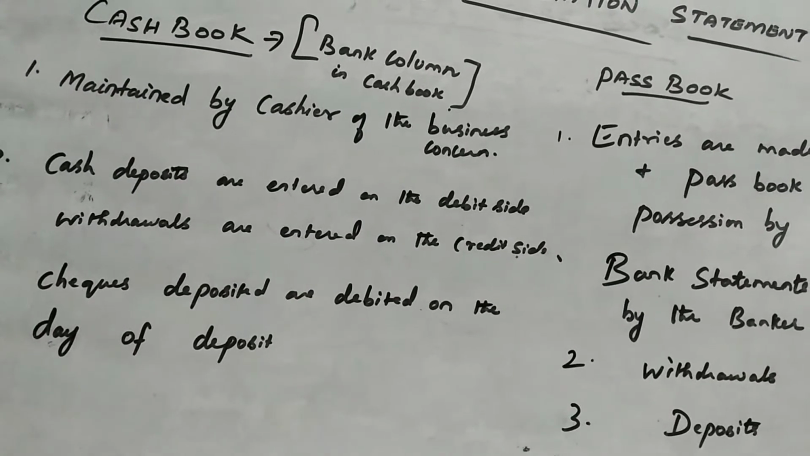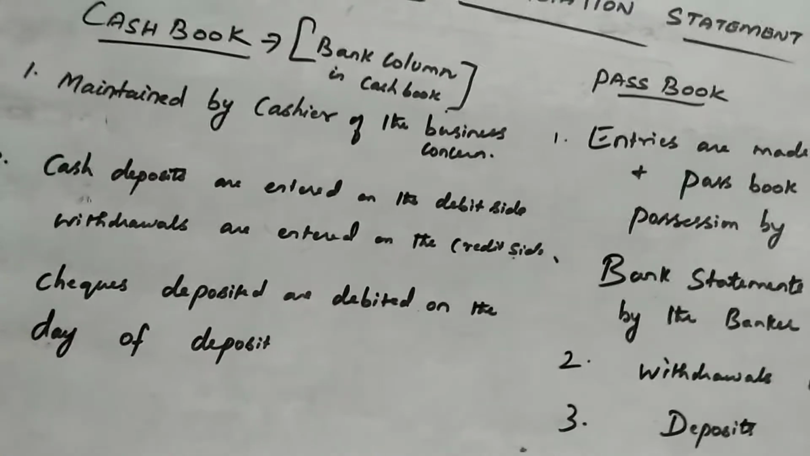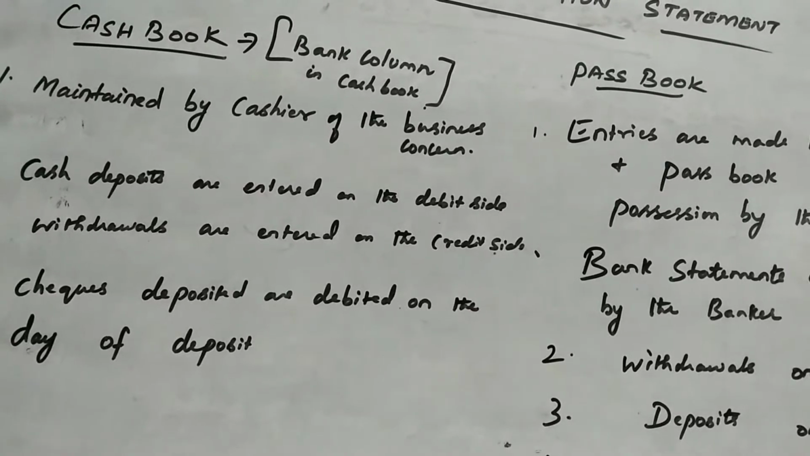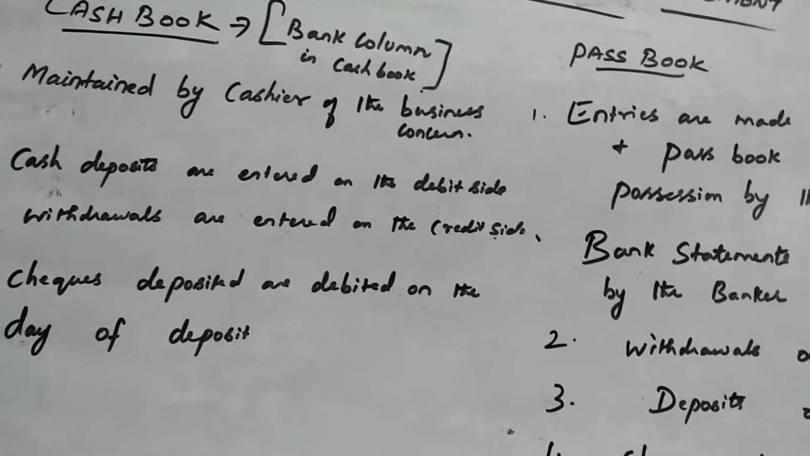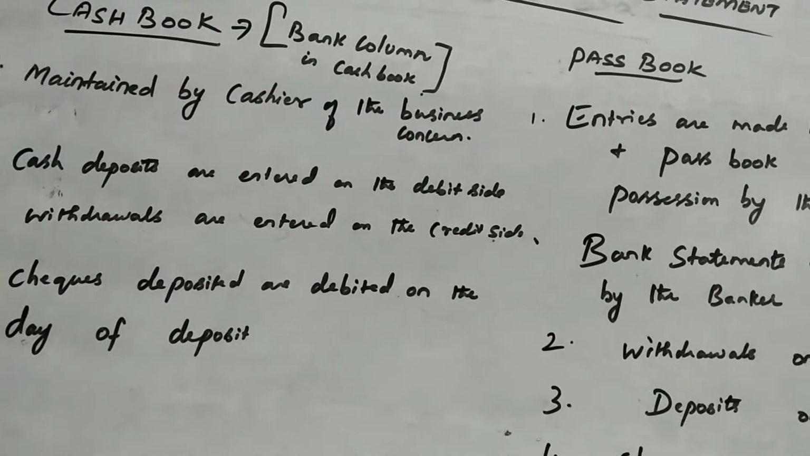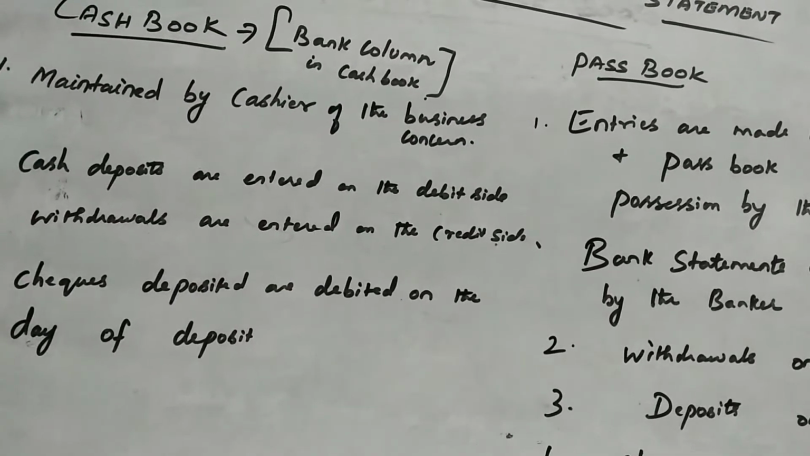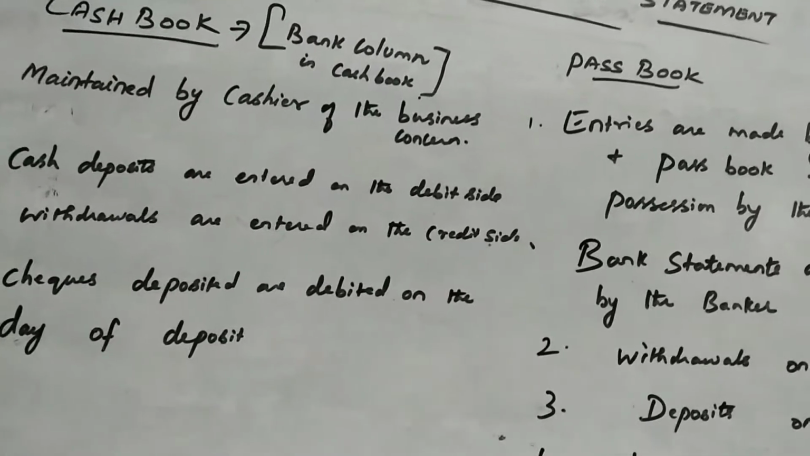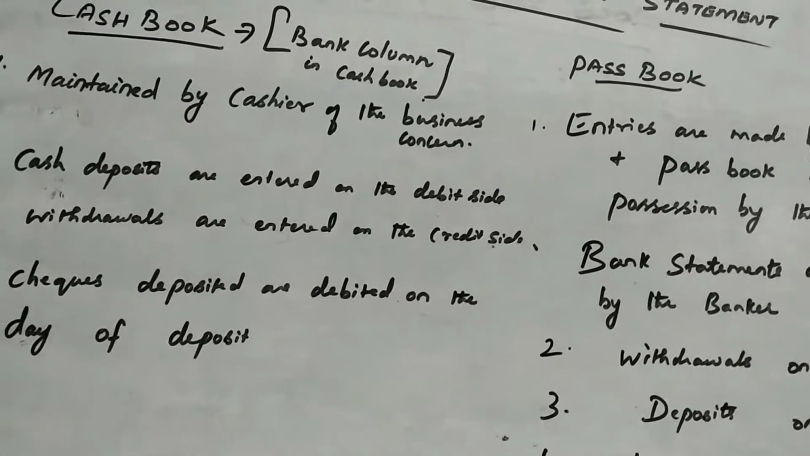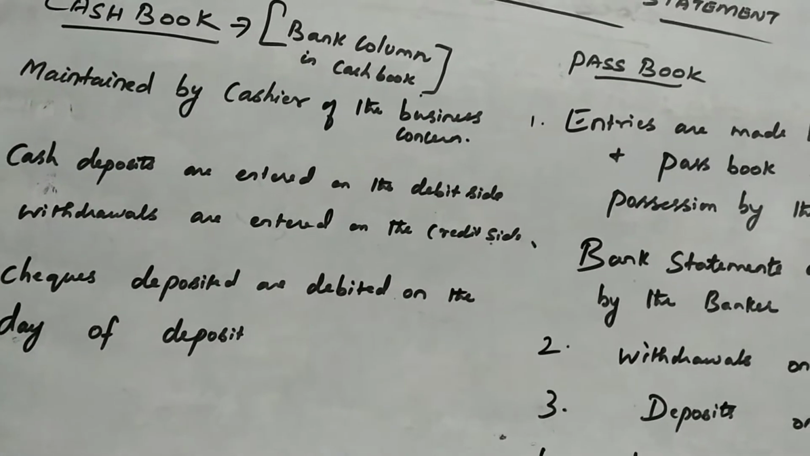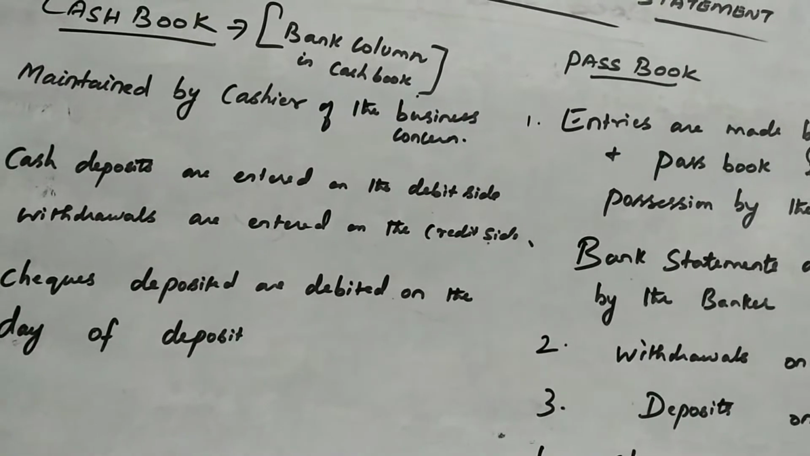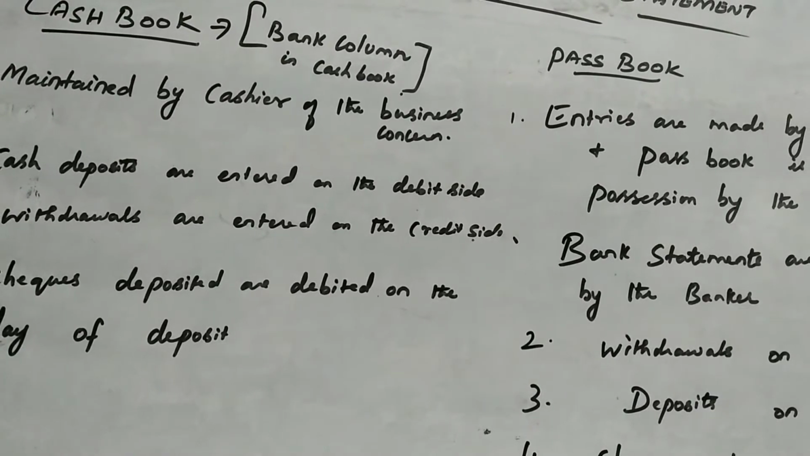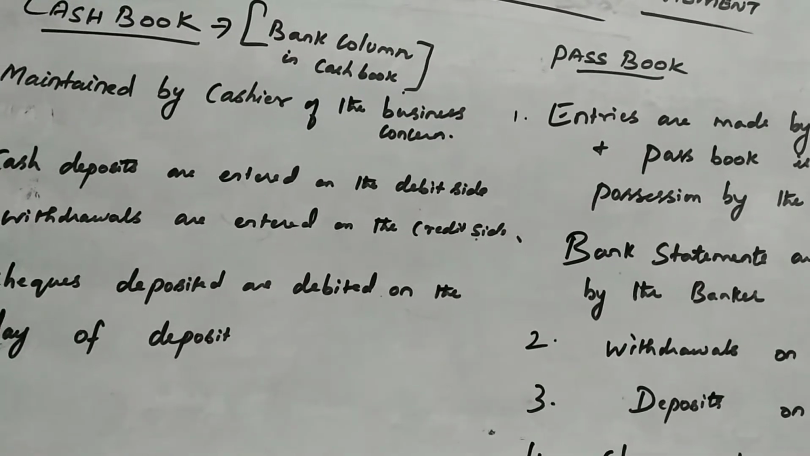And you are depositing it only the next day on 11th. So how will you record this in your cash book? On 10th, you will write as if you have received cash from your customer. On the receipt side, you will put the amount in the cash column. And on the 11th, when you deposit the check with the bank, you will treat as if you are depositing cash with the bank. Then it will become a contra entry.